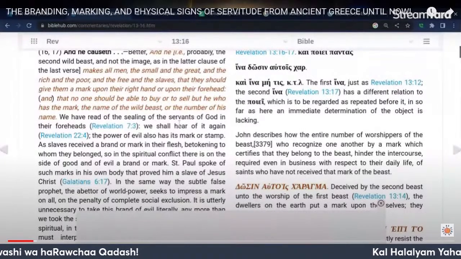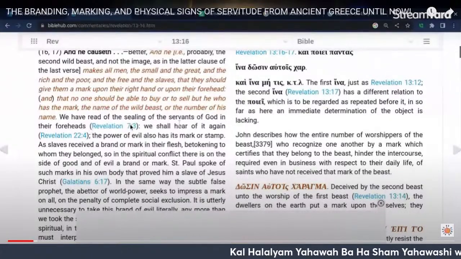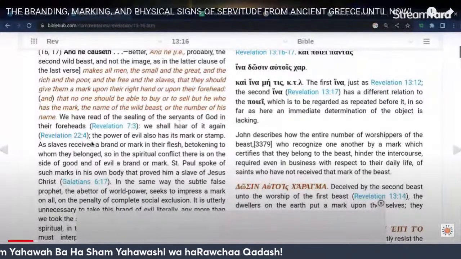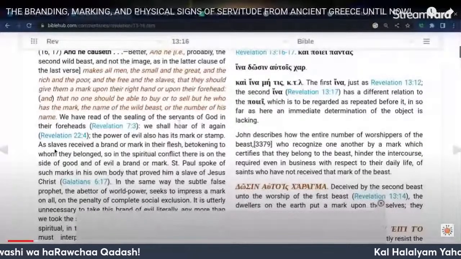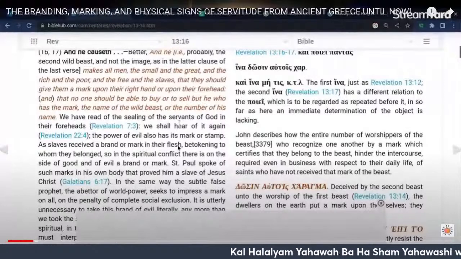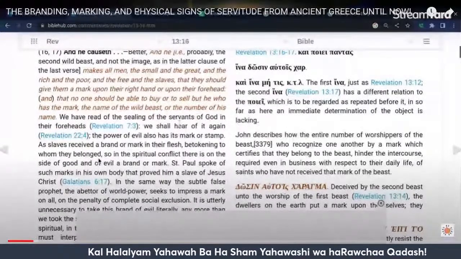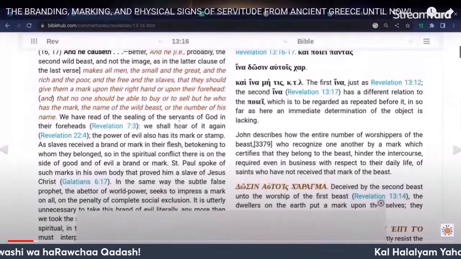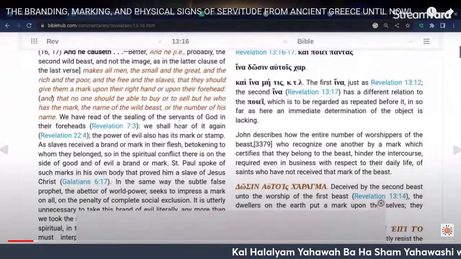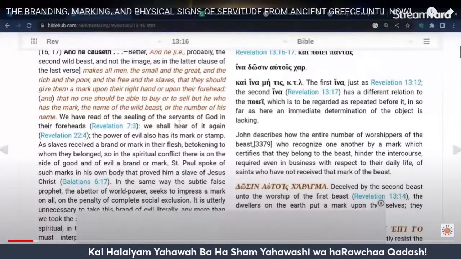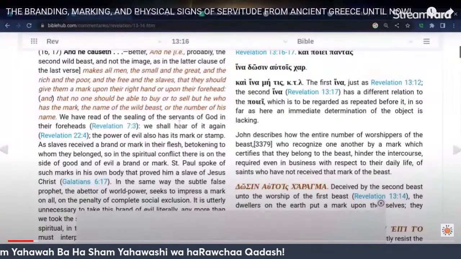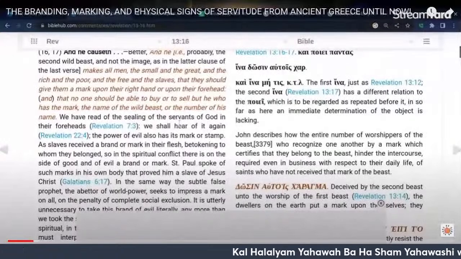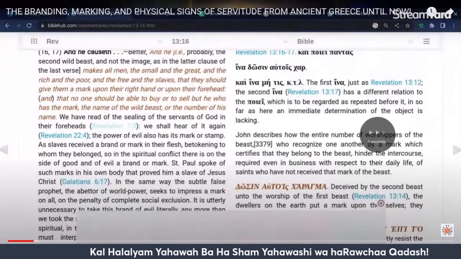Over here it says, we have read of the sealing of the servants of Yahweh in their foreheads, Revelation 7:3. We shall hear of it again, Revelation 22:4. The power of evil also has its mark or stamp, as slaves receive the brand or mark in their flesh, betokening to whom they belong. So it all goes back to the idea of ancient world marking, branding, servitude, physical signs of servitude from the ancient world until now. It always was a brand or a mark that signified who you belonged to. It was a token, a betokening, they say, a symbol. A mark or a brand. It says St. Paul spoke of such marks. Let's keep going.